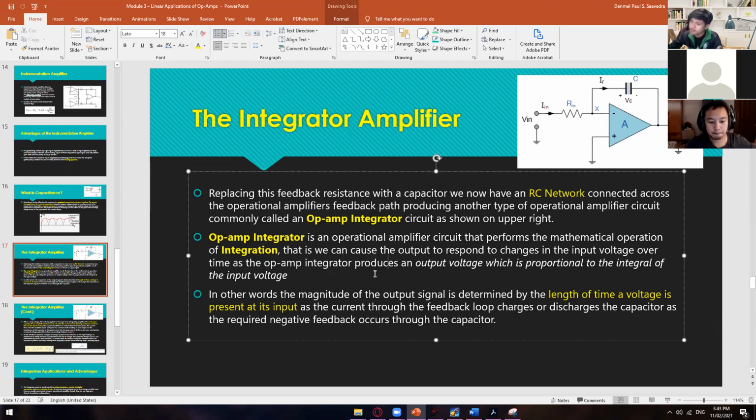So we can cause the output to respond to changes in the input voltage over time, as the op-amp integrator produces an output voltage which is proportional to the integral of the input voltage. In other words, the magnitude of the output signal is determined by the length of time a voltage is present at its input. The length of time of a voltage is very important because we're using a capacitor, and the charging and discharging time of your capacitor depends on its value. The higher the capacitance, the more it will oppose your output. The lesser the capacitance, the less it will change your input and output.